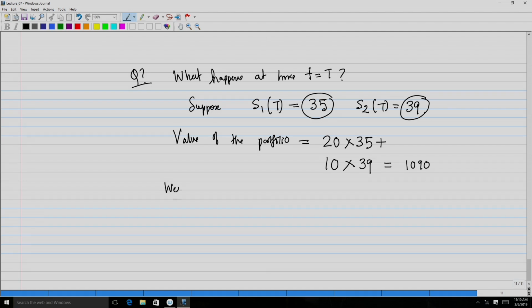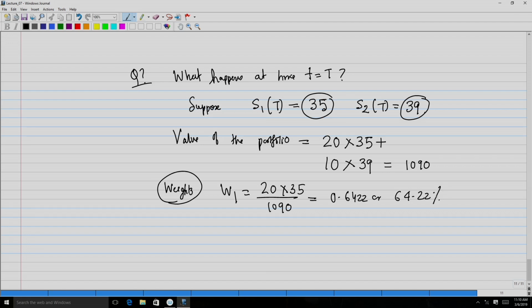So, that means in this case, what are the weights going to be? The weight W1 is going to be 20 into 35 divided by 1090. This is equal to 0.6422 or 64.22%. And notice that earlier this was 60%. So, the weights have actually changed.